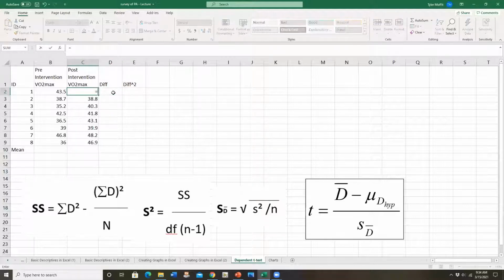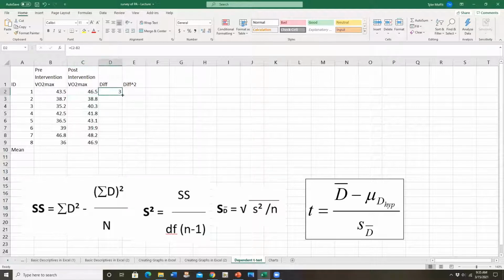So the difference equals post minus pre. Okay, if I think that the post will be lesser than the pre, I will subtract post from pre. You can use either one, but just remember which direction you're going, so that you can use your direction-based hypothesis to determine the significance. We're not determining significance in this video. We're just going through the mathematics of how to calculate it using Excel.